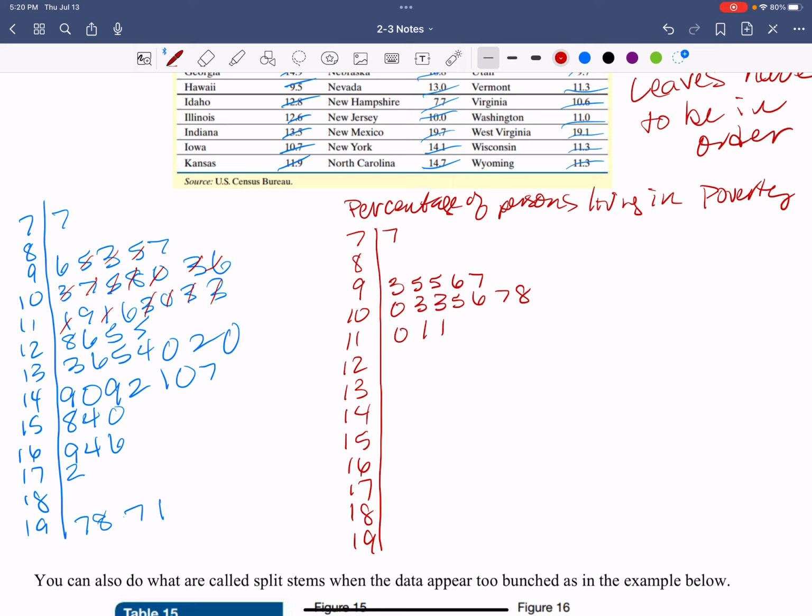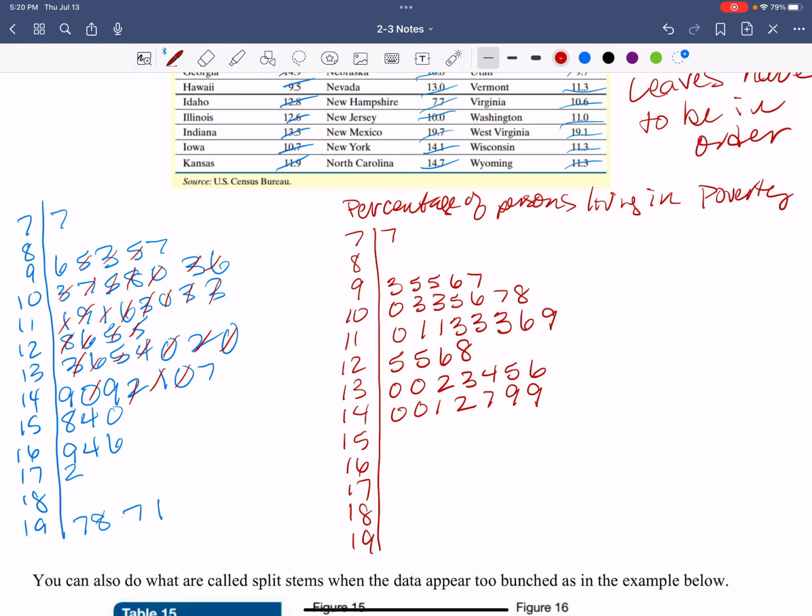3, 3, 3. 6, 9, 5, 5, 6, 8, 0, 0, 2, 3, 0, 0, 2, 3, 4, 5, 6. 14 is 0, 0, 1, 2, 0, 0, 1, 2. Notice how I'm trying to keep them in columns. 7, 9, 9.